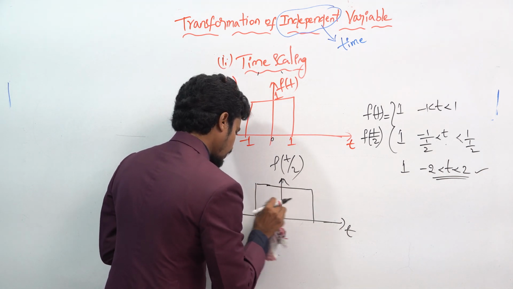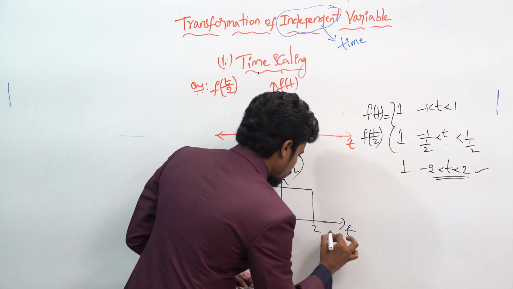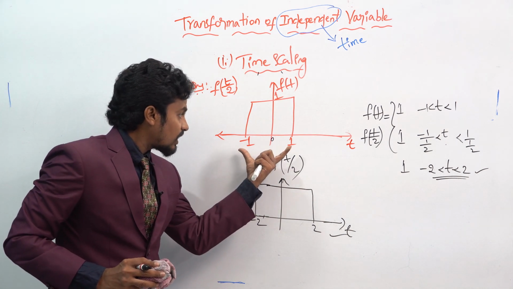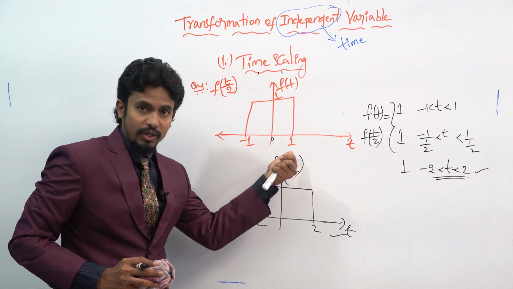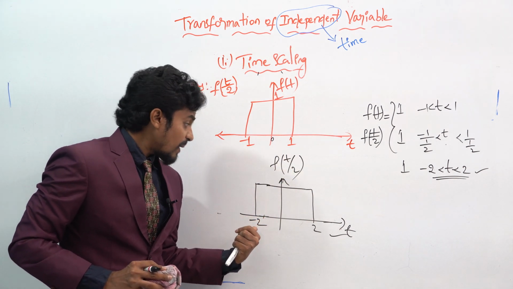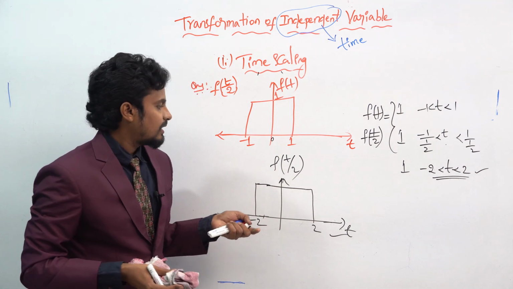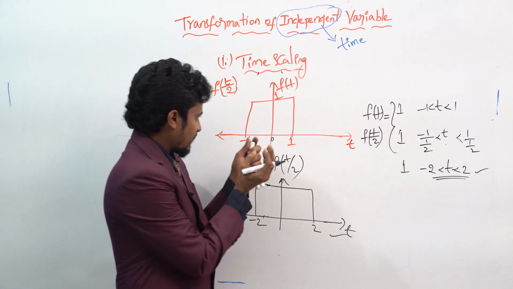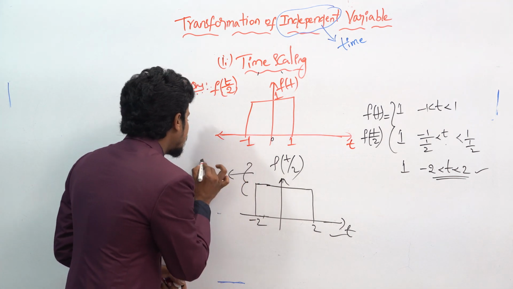So this will become minus 2 to 2. One thing you have to observe: what will they give? They will give t in between minus 1 to 1. But what will we get? We will get minus 2 to 2. That means what will happen here? This will be the expanded version, right? The signal will get expanded here. This will be the expanded signal.